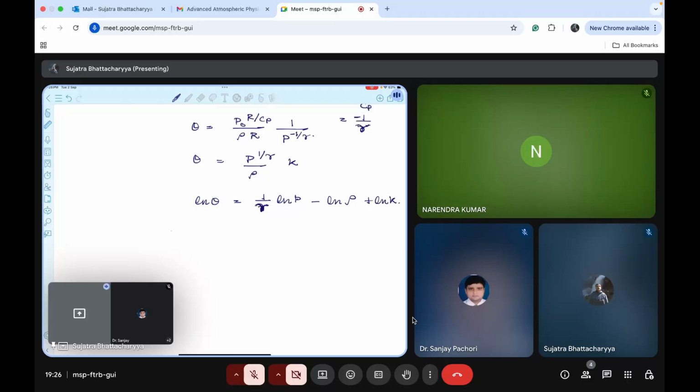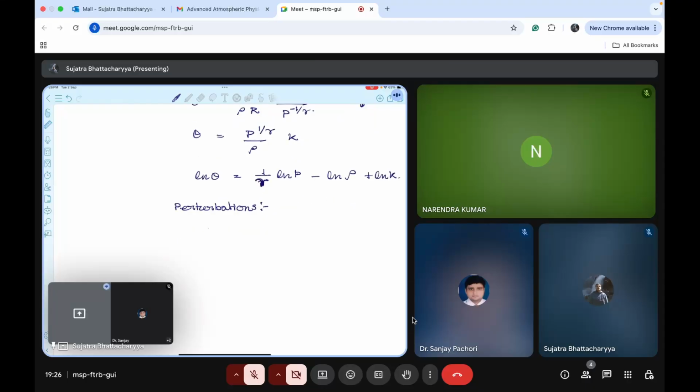Okay, now write the perturbation. Perturbations, what are those? Density rho is rho naught, which is constant with height, plus rho dash, which is varying in x, z. Next, P, I'm not writing all those things. P bar, which is a function of z. Rho is a constant with z because we have taken the Boussinesq approximation. But P varies. Theta also varies with z, plus theta dash.